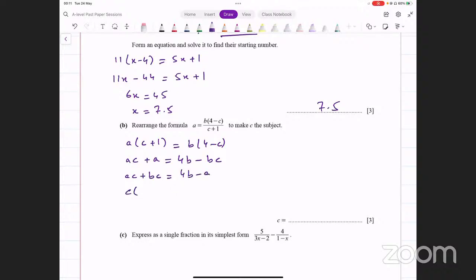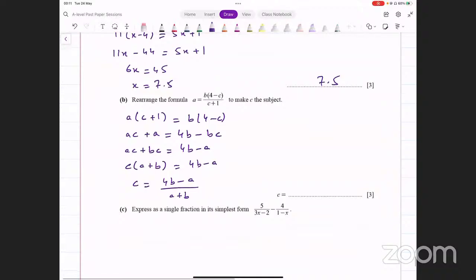Take C common here, and that gives us C into A plus B equals 4B minus A, and C equals 4B minus A divided by A plus B. And that's our final result. 4B minus A over A plus B.